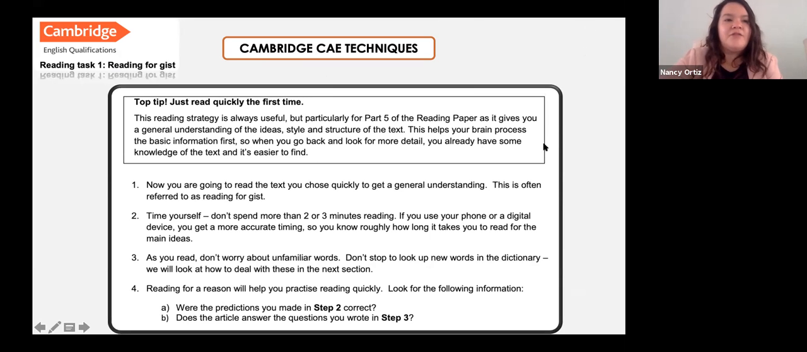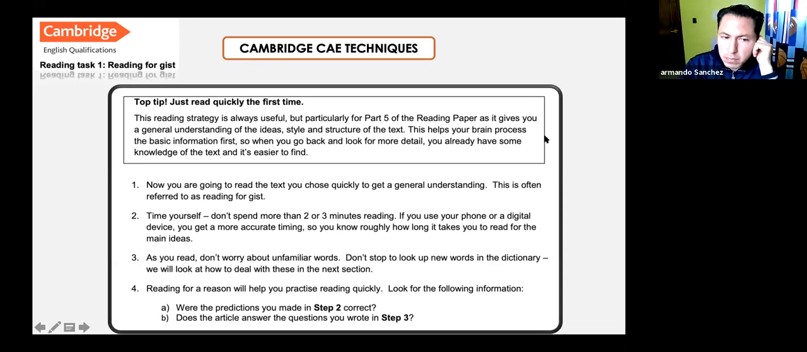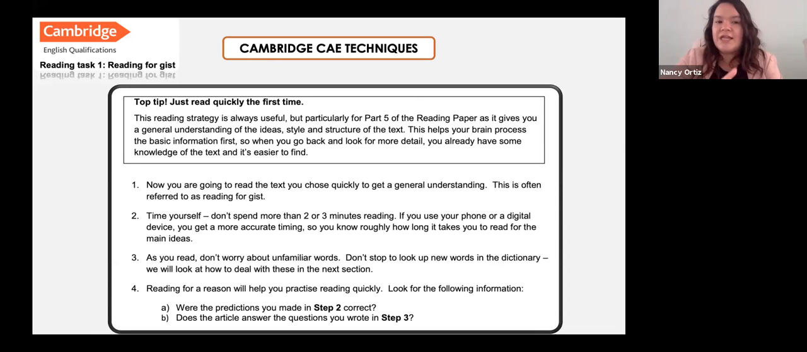Alma, can you please help us? It says reading, task 1, reading for gist, which is skimming, okay? Please, Alma, read where it says top tip. Top tip, read quickly at first. This reading strategy is always useful, but particularly for part 5 of the reading paper, as it gives you a general understanding of ideas, style, and structure of the text. This helps your brain process the basic information first. So when you go back and look for more detail, you already have some knowledge of the text and it's easier to find. Correct, okay, now, this reading strategy is useful for part 5.